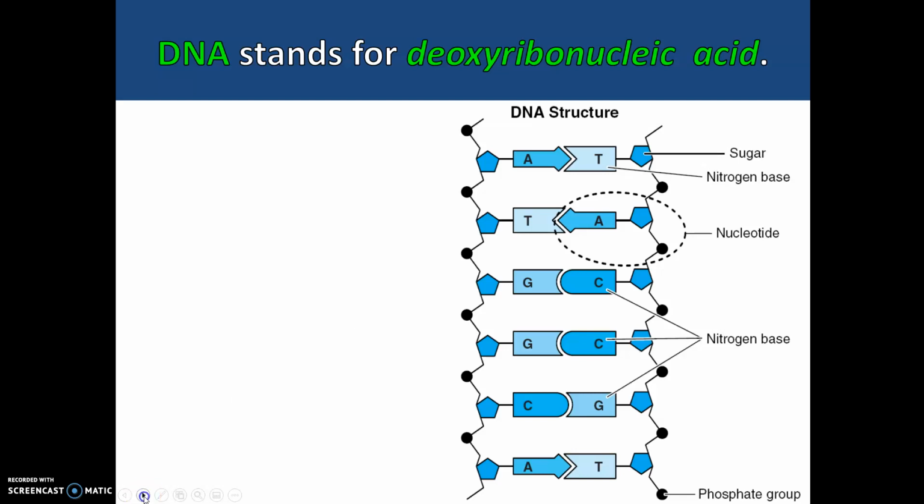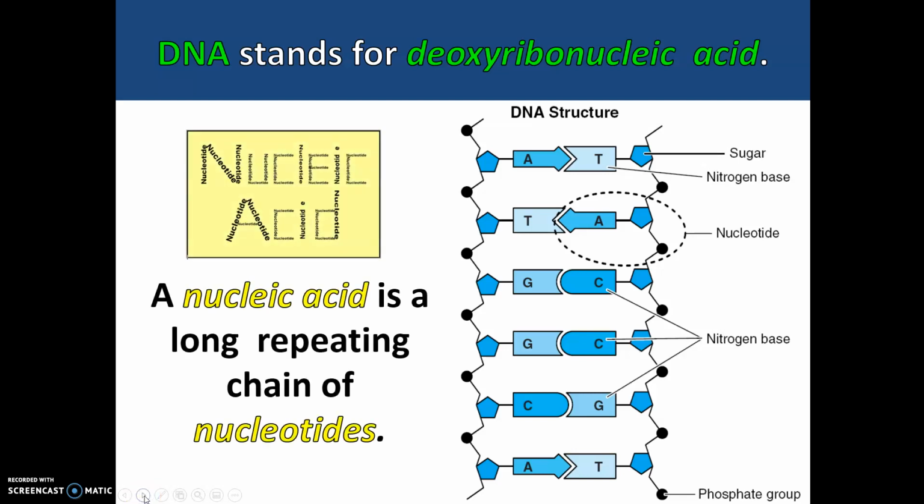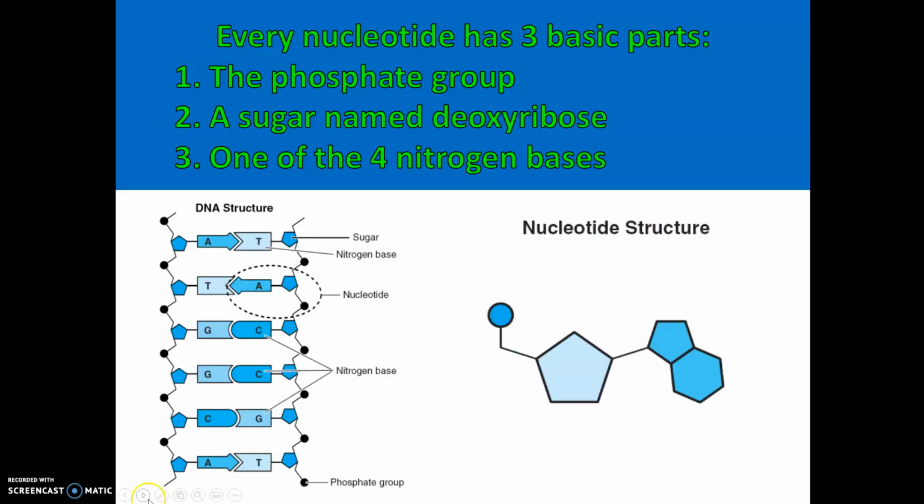deoxyribonucleic acid. And remember, a nucleic acid is just a long repeating chain of nucleotides. Nucleotides would be the monomer, or the basic molecule for a nucleic acid. Here we have an example of a nucleic acid right there. So for every nucleotide, you have three basic parts. The first part is a phosphate group, and we can show it here. The next part is a sugar called deoxyribose. And then the last part, the really important part, is the nitrogen base, which we see here.